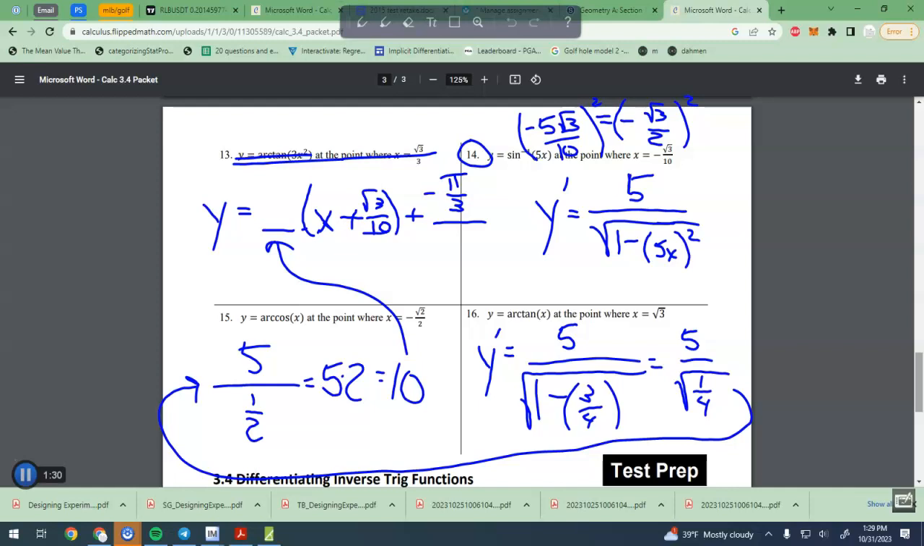Yeah, it's like blended into the black. Okay.